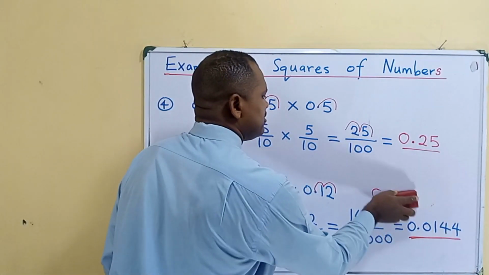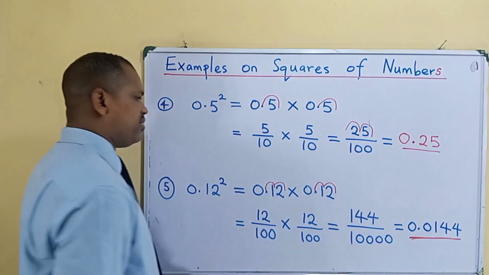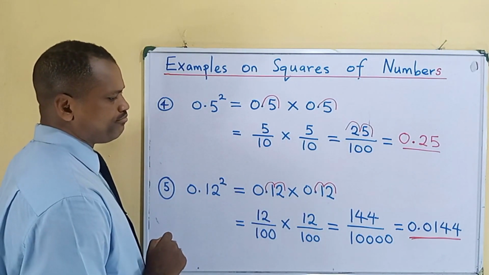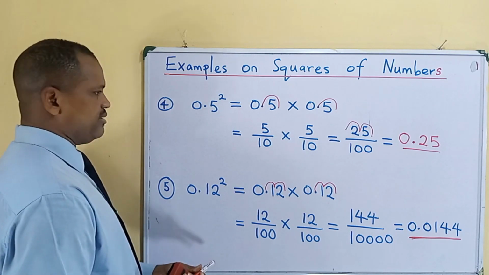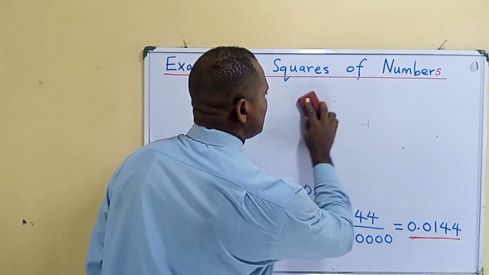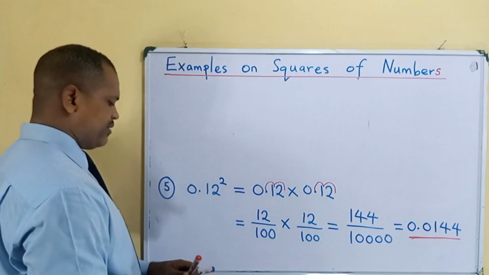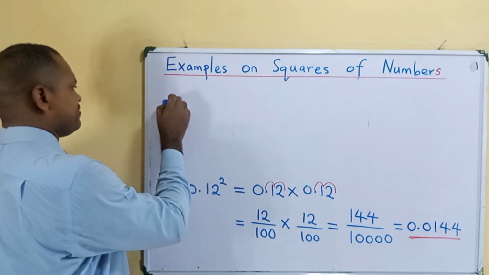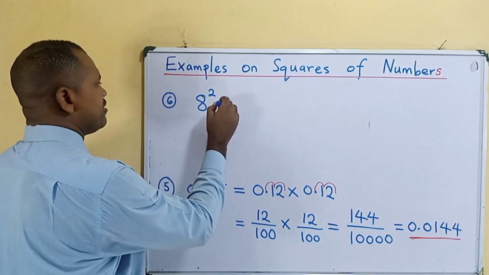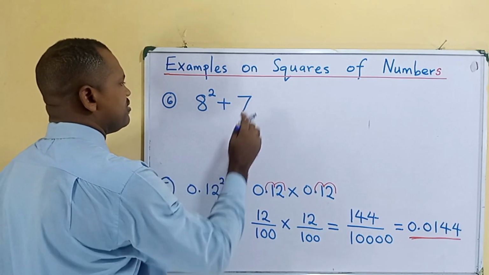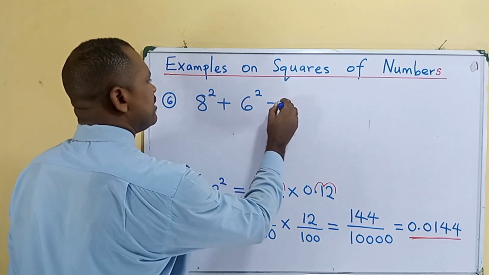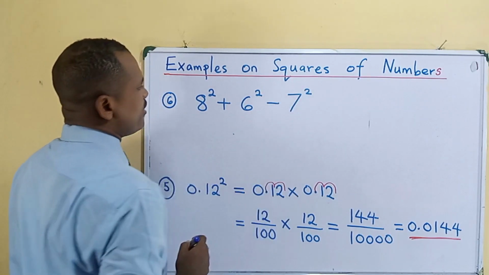So let me clean this. That will show you how we can divide. So let's do the last example. Permit me to write number 6 here. Let's do something a little bit different. 8 squared plus, let me say 6 squared minus 7 squared.